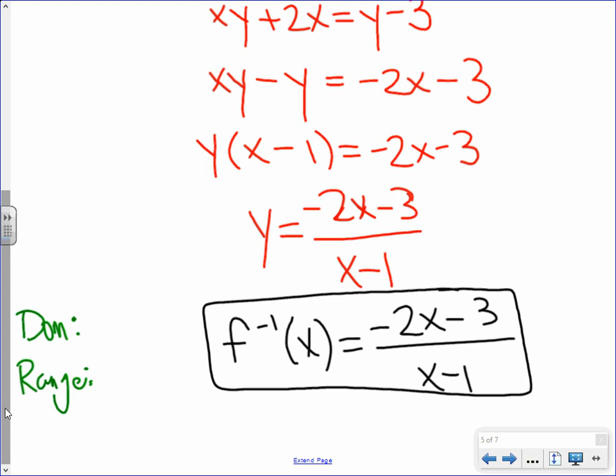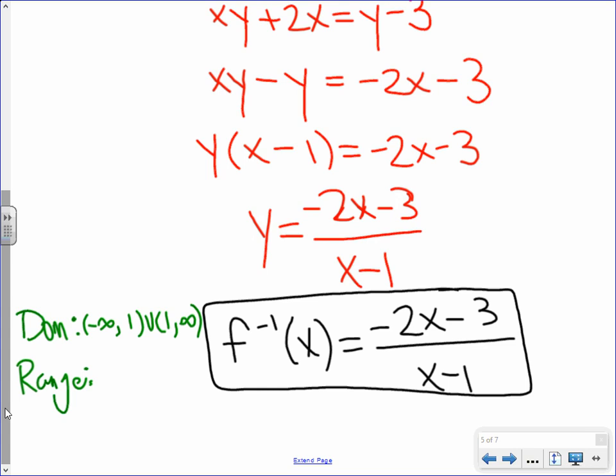All right, Finn, tell us what you think. Parenthesis, negative infinity, comma 1, parenthesis, union, parenthesis 1, comma infinity. Great. Essentially everything except 1. Do you agree with Finn? We can't divide by 0. We have a vertical asymptote at x equals 1. So it has to be excluded from our domain.